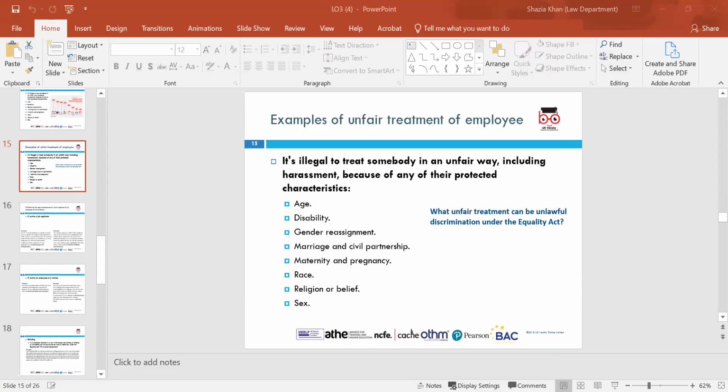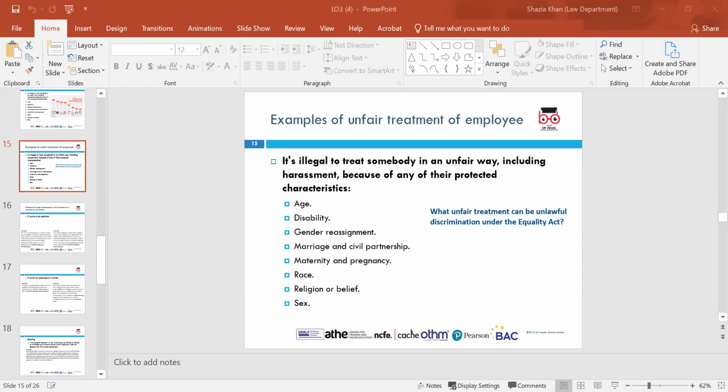Examples of unfair treatment of employees: unfair treatment at work can have a devastating impact on employees. It can cause them to lose motivation, feel unappreciated, and it can lead to legal action. As an employer, it's their responsibility to make sure that employees are treated fairly and with respect. By taking steps to prevent unfair treatment, they can create a happy and productive work environment, reduce employee turnover, and improve productivity levels and the overall success of the business.